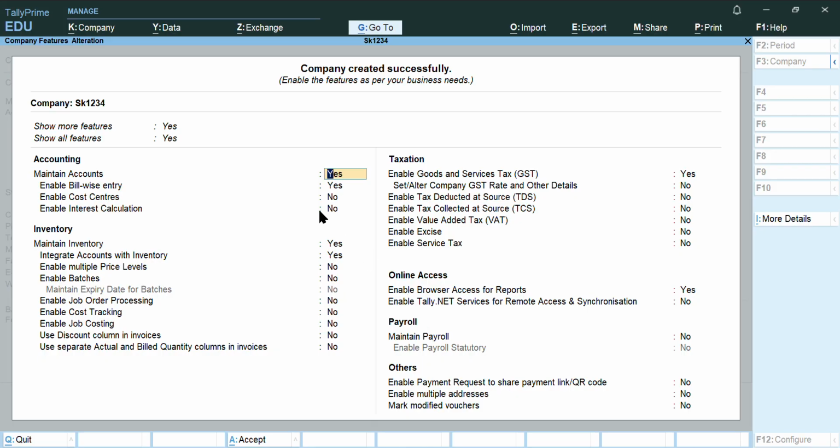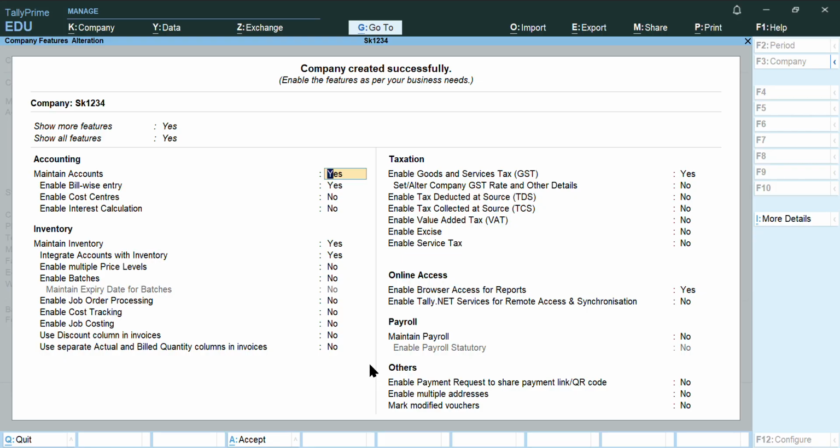Now some of you might not be having the whole screen with all these features coming up. So you can get this screen by adjusting the mouse here. See, it says show more features. I have written here yes. Show all features, it's yes. So that is why it is showing all the features.